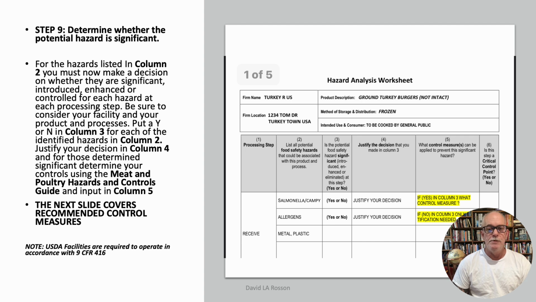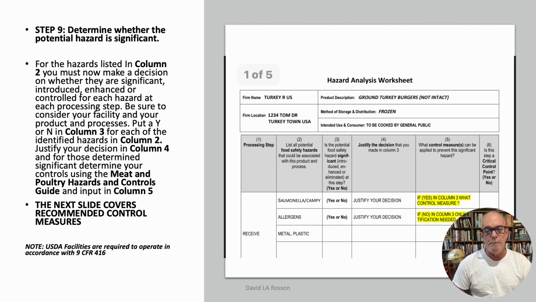Now, if you say yes in column 3, that means the hazard's significant. That means that we could hurt somebody, injure somebody, sicken somebody, or maybe even kill somebody. So now we're going to need a response in column 5. We're going to need a control measure in column 5. So we're going to cover the recommended control measures in column 5 on the next slide.